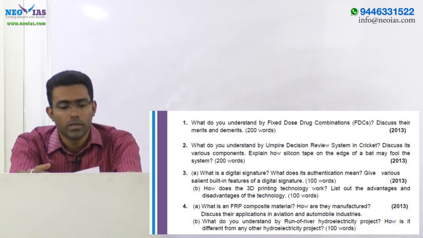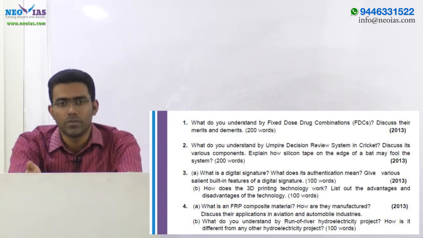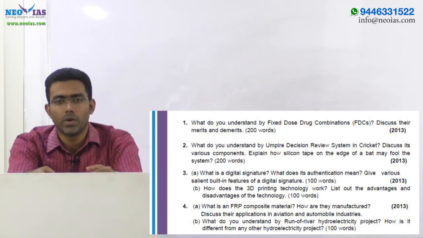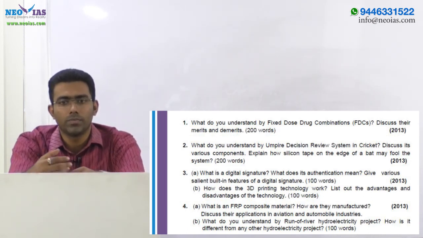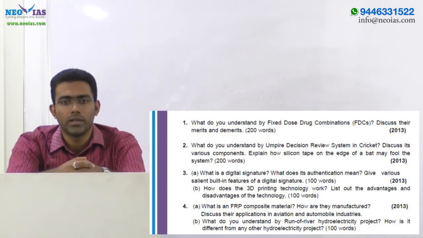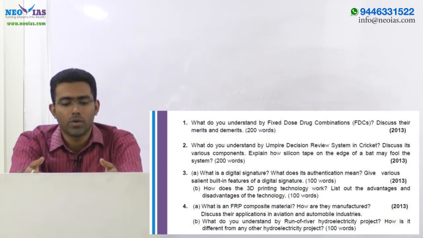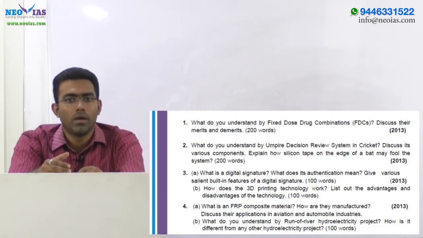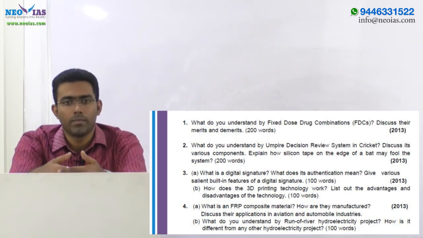Now coming to the fourth question: what is an FRP composite material? How are they manufactured? Discuss their application in the aviation and automobile industries. FRP means fiber reinforced plastic. So this was a current development during those periods, wherein it was advocated by a section of people that FRP composites should be given appropriate policy initiatives or policy support by the government, so that the composites industry in India would get a much needed push for their manufacture.